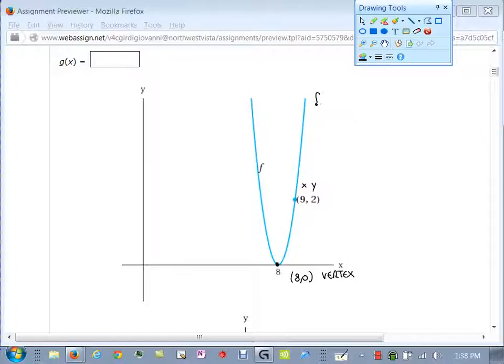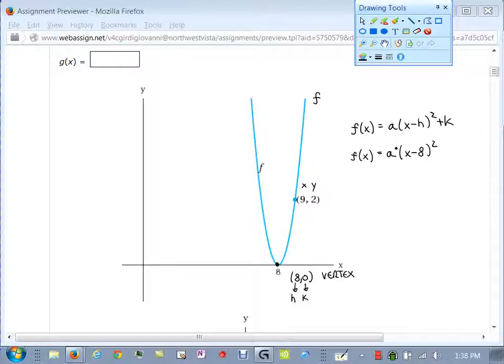This one is f. So we know that all parabolas can be written a times (x minus h) squared plus k, where h and k are the vertex. H and k are the coordinates of the vertex. So this is really our h, and this right here is our k. So far, here's what I can tell you. This parabola looks like this: (x minus 8) squared plus nothing.